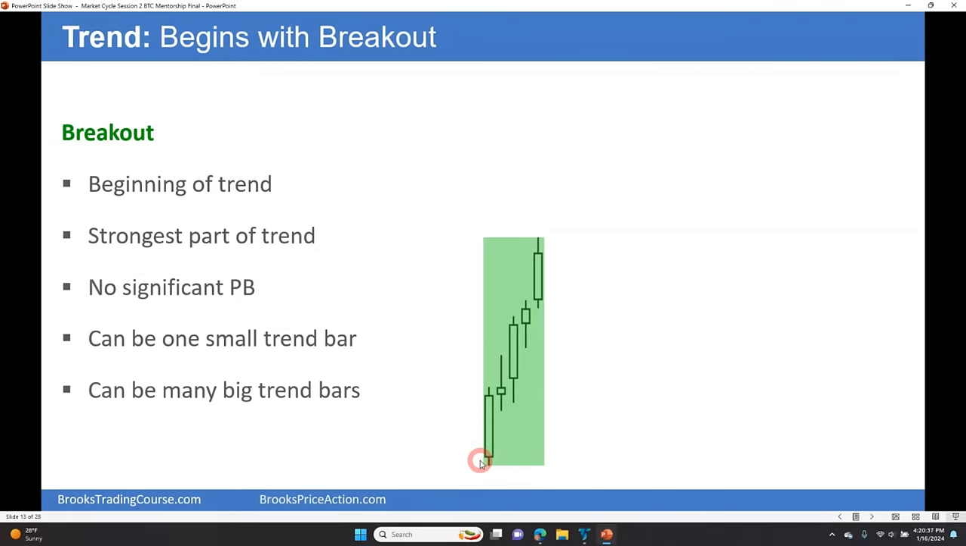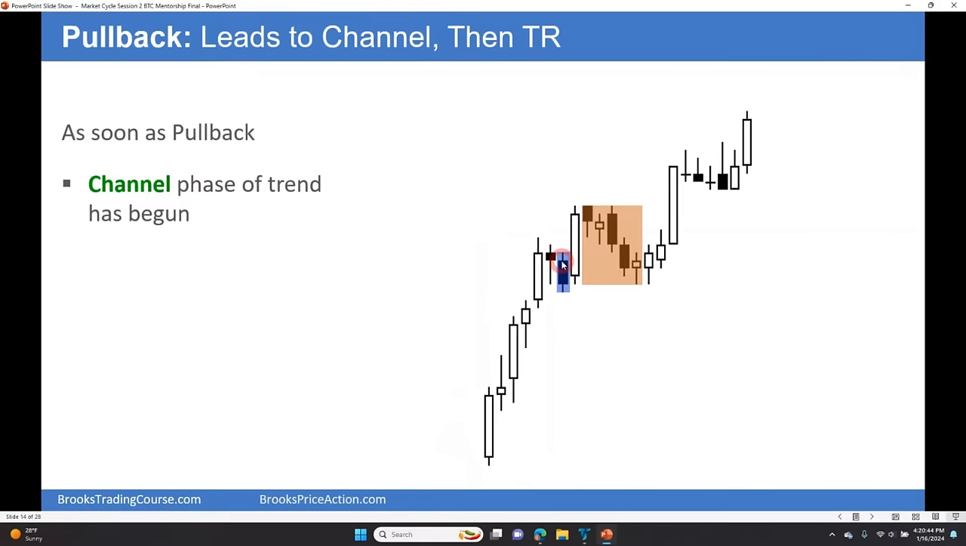And the end state of a market cycle is always going to be a trading range. Once you have a breakout, you get a pullback. So what does that pullback create? Who can tell me what a pullback creates in the market cycle? That's exactly it. A pullback is going to create the channel phase of the market cycle, and we can see it right here. The key with understanding channels is channels are going to be the evolution into a trading range.